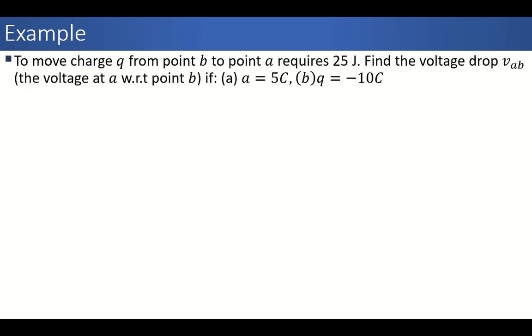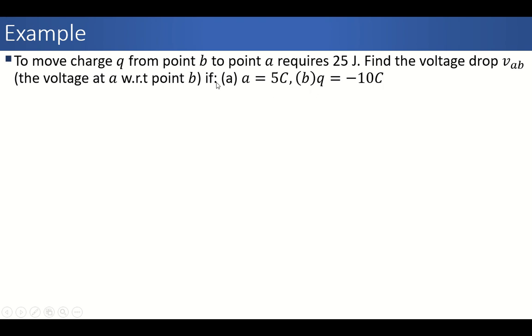Let's see another example. To move a charge Q from point B to point A requires 25 joules of work or energy. Find the voltage drop VAB, the voltage at A with respect to point B, if Q is equal to 5 coulombs, and Q is equal to minus 10 coulombs.